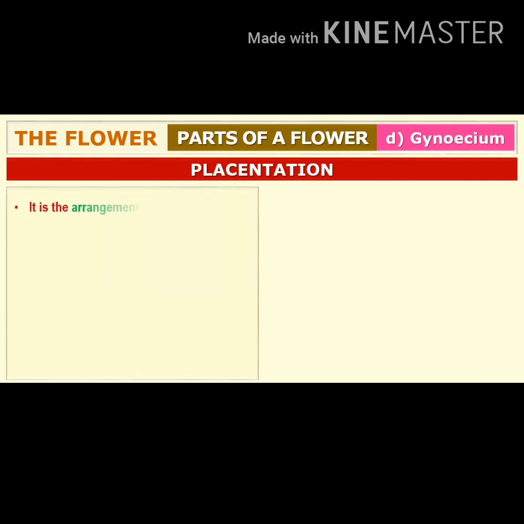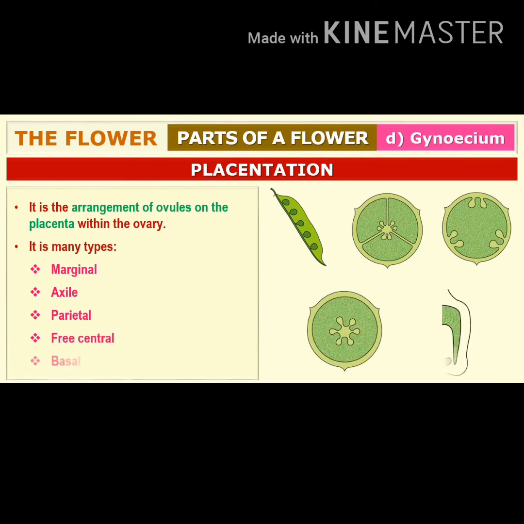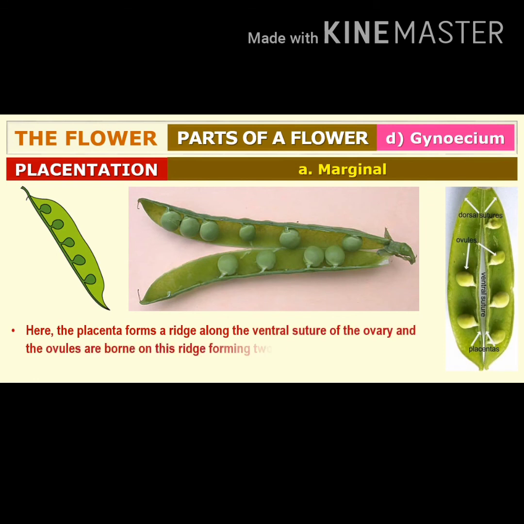Next, we can study placentation. Placentation is the arrangement of ovules on the placenta within the ovary. It is of many types. They are marginal placentation, axial placentation, parietal placentation, free central placentation and basal placentation. First we can study marginal placentation. In marginal placentation, the placenta forms a ridge along the ventral suture of the ovary, and the ovules are borne on this ridge, forming two rows. Example for marginal placentation is pea.